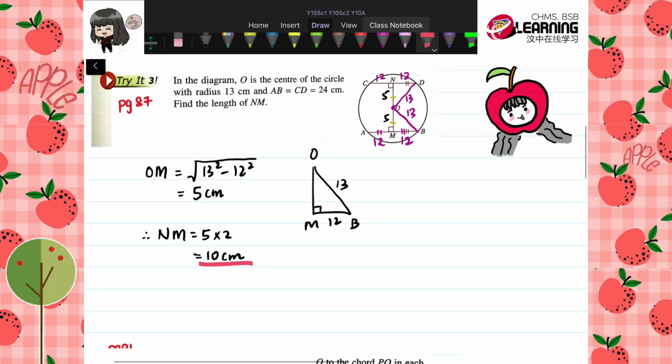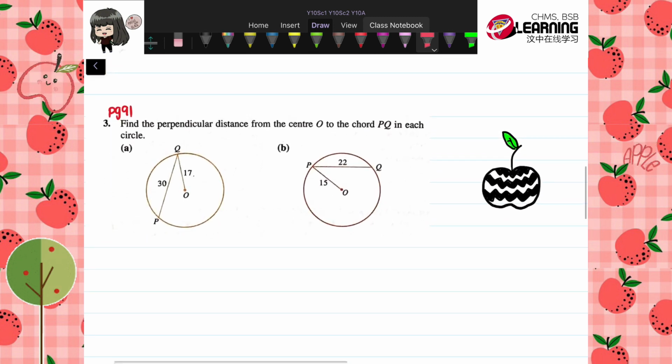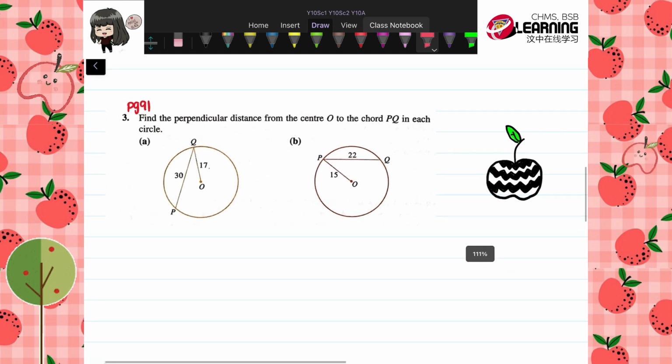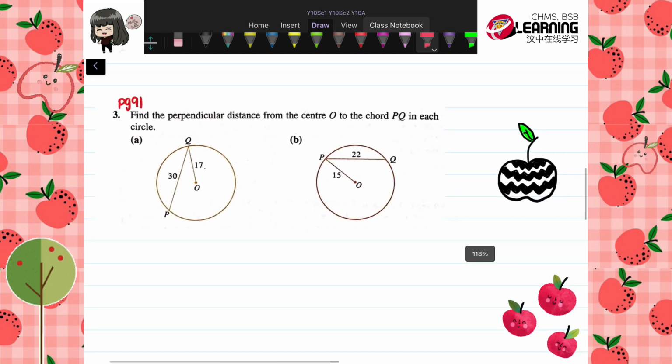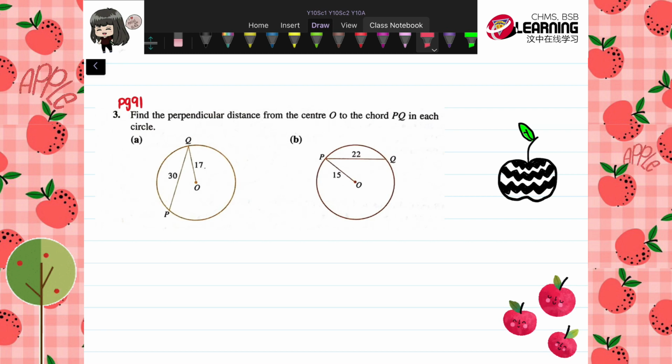So let's go to the questions straight away. This is exercise 3.1, page 91, number 3, A and B. This question is also kind of easy. I will just hint you how to do it, and then you do it on your own. Find the perpendicular distance. So the perpendicular distance from the center O to the chord here is 90 degrees. So it will divide this into 2.